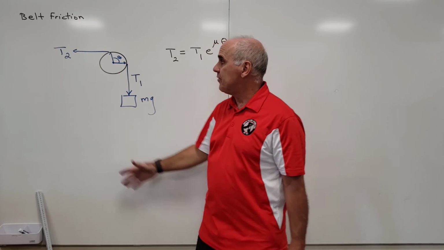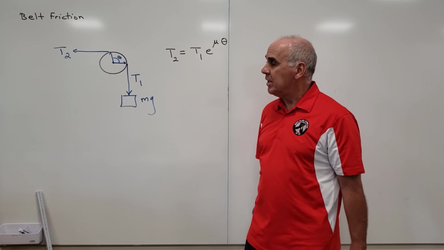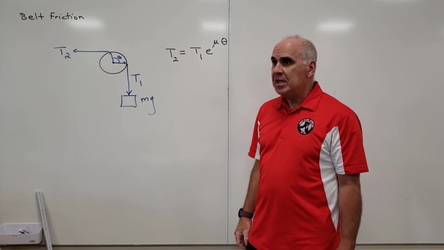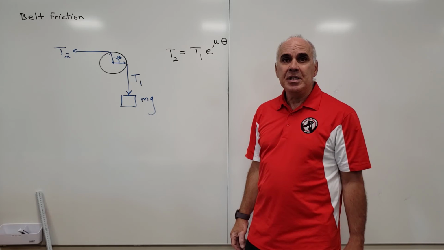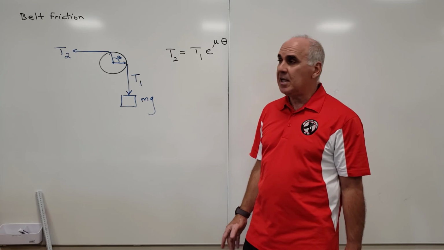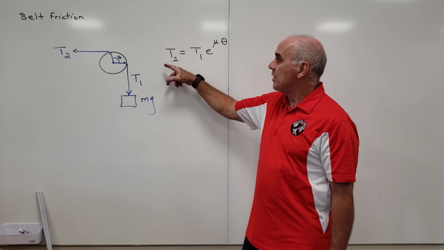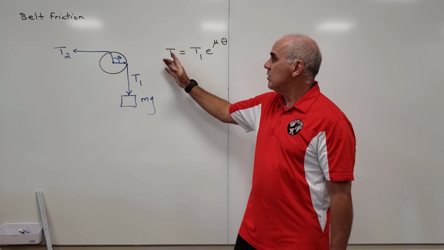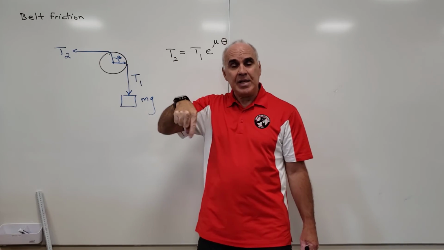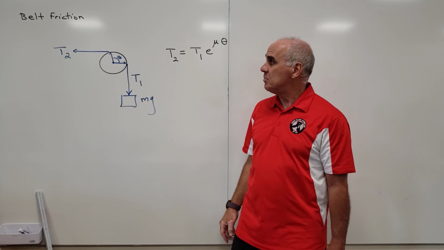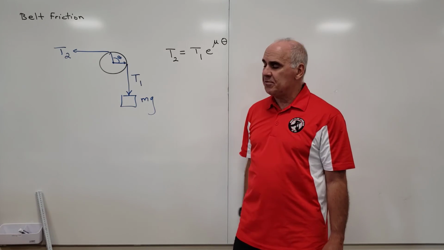So this is belt friction. It's a pretty interesting relationship, and oftentimes we'll do an experiment in my physics class or my statics class where we wrap a string around a post with a force table and look at these two tensions as the angle changes. It's a pretty cool little experiment. So that's belt friction in a nutshell.